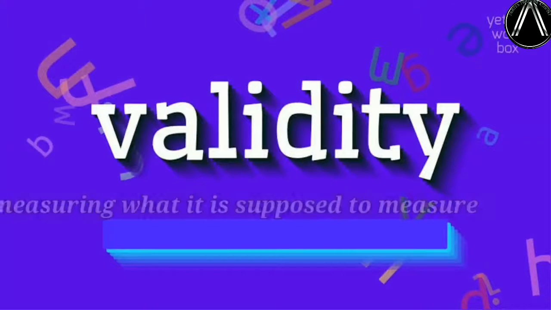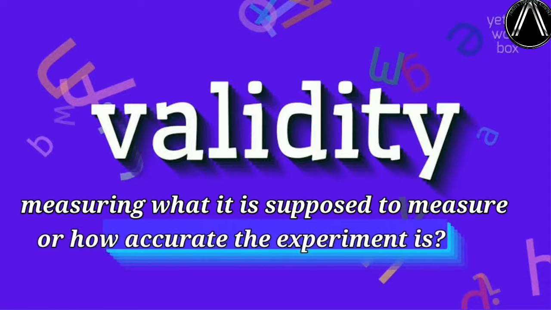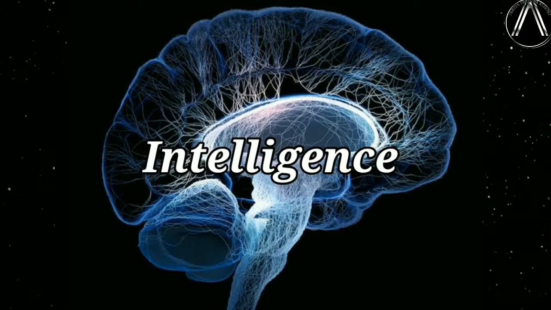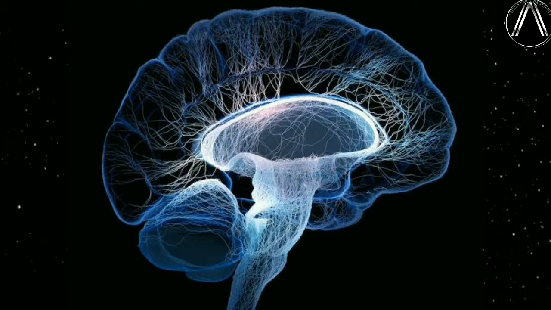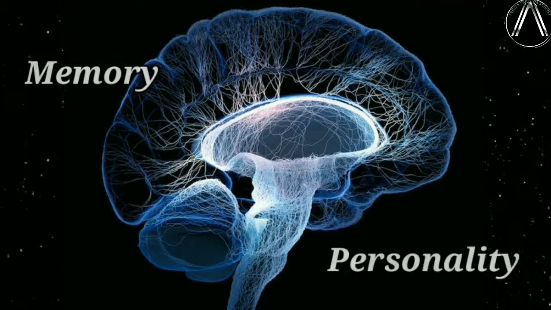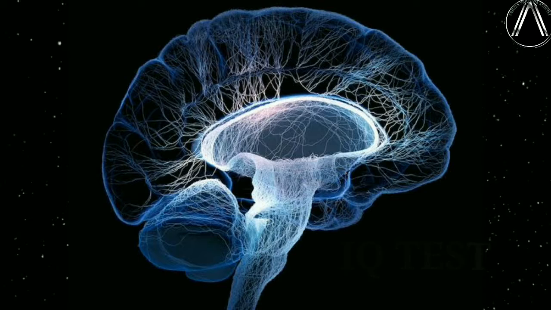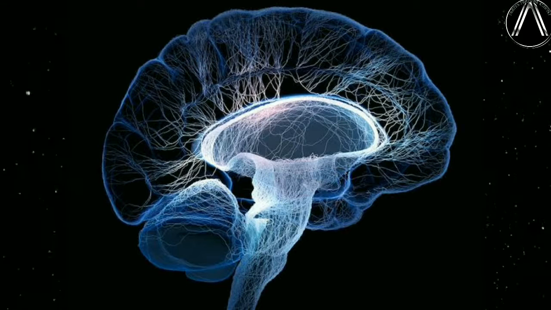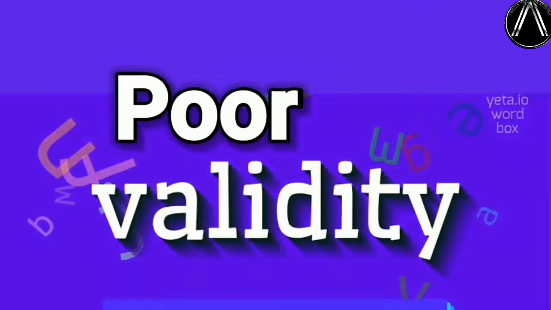Simple. Measuring what it is supposed to measure, or how accurate the experiment is. For example, if I am to take a test of intelligence, then it should measure only my intelligence, not something else such as memory or personality. So, if I take an IQ test and it gives an IQ score, then the test has good validity. But if I take an IQ test and it gives a personality score, then the test has poor validity.